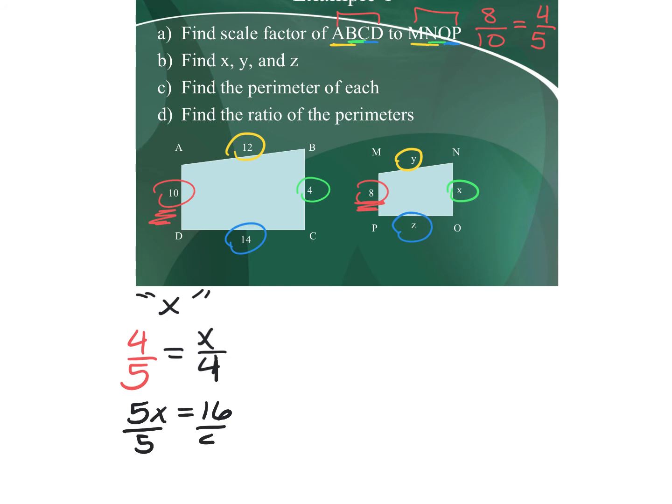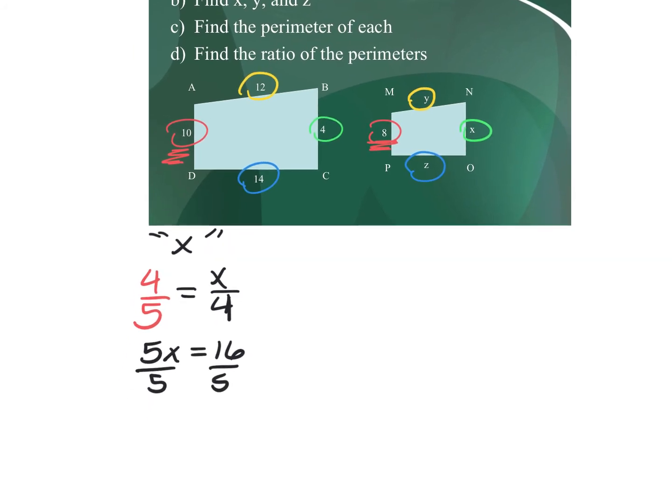Divide by 5. And because this is a side length, I want you to make it into a mixed number or a decimal. So 5 will go into 16 3 times with 1 left over, or you could also say it's 3.2. Either way.